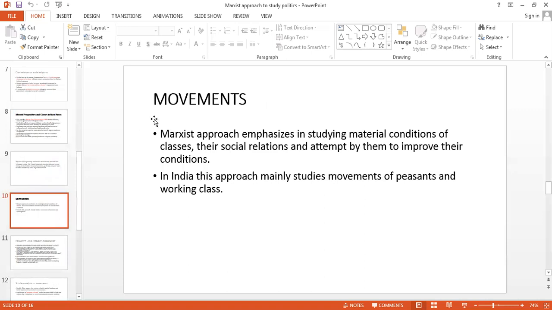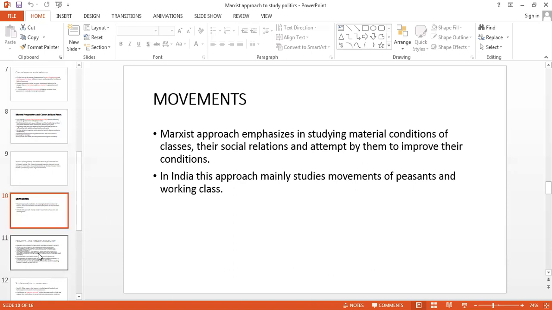Marxism emphasizes the material condition of the worker: whether they are living in a good condition, whether they are having good food, whether they are getting good salaries, etc. So it looks mainly at the material condition of the class. Material condition includes social relations, that is, relations with society and the employer, and attempts to improve their material conditions. In India, this approach mainly studies movements of peasants and the working class.